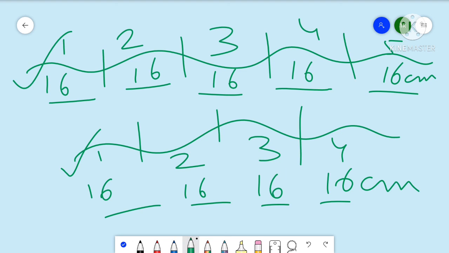From question number 1, I have solved 2 questions. The remaining 6 sums are your homework. Try it out yourself.